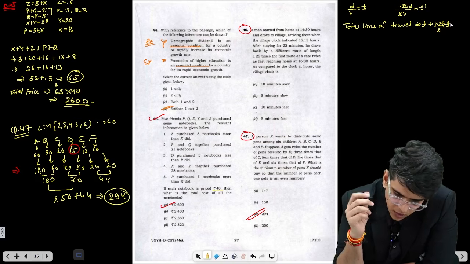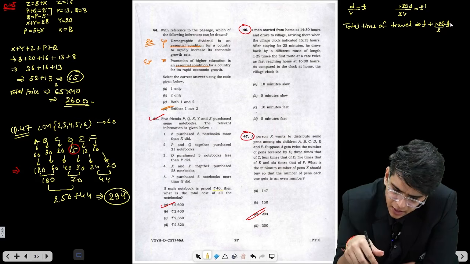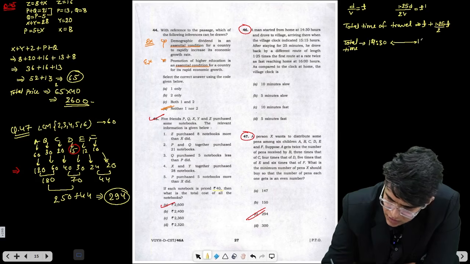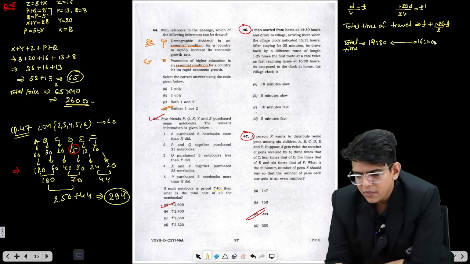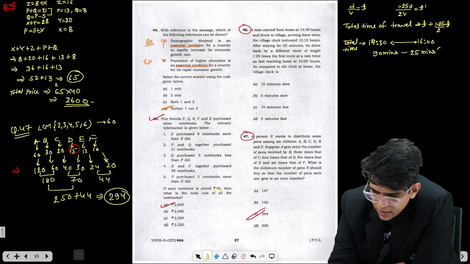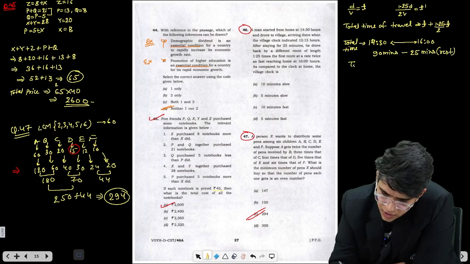Now if you look at it, a man started from home at 2:30 hours and drove to the village, arriving there when the clock indicated 3:15, after staying for 25 minutes. Total time is from 14:30 to 16:00. How many minutes are there? 90 minutes, minus 25 minutes of rest.